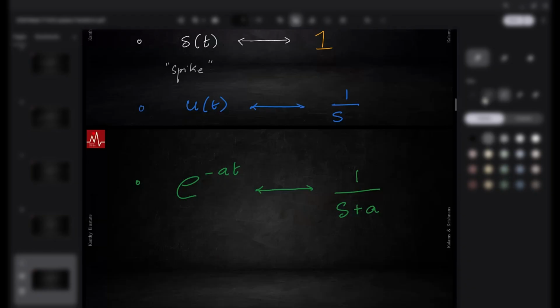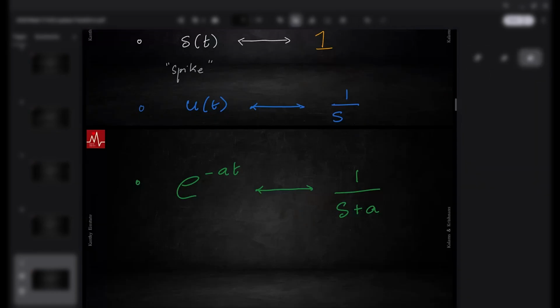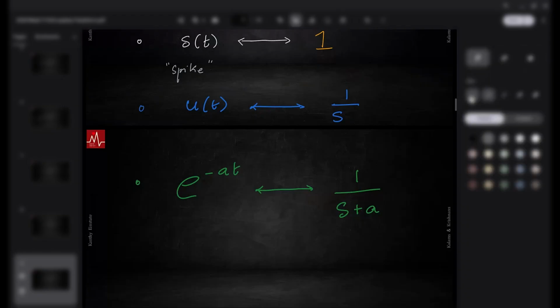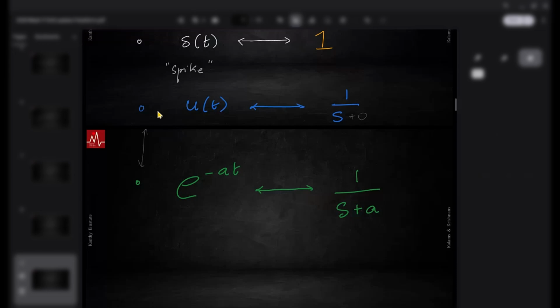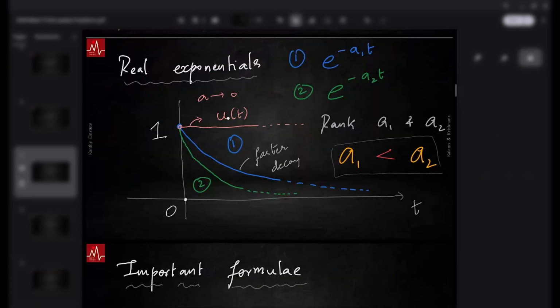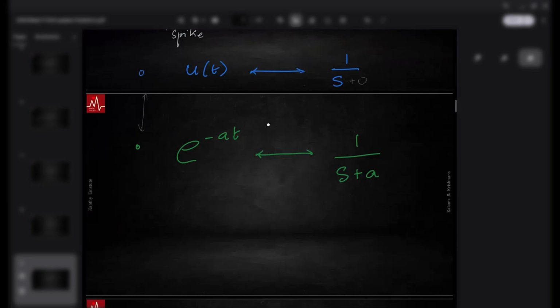Notice, technically this is s plus 0, because u of t is e power minus 0t. That is going to s plus 0. I'll write it very, very small so that you see the relation between these two. Same formula. I just told you u of t is when a tends to 0, right? E power minus at is decay. U of t is when the coefficient is 0, it remains a constant. You could also see that here.